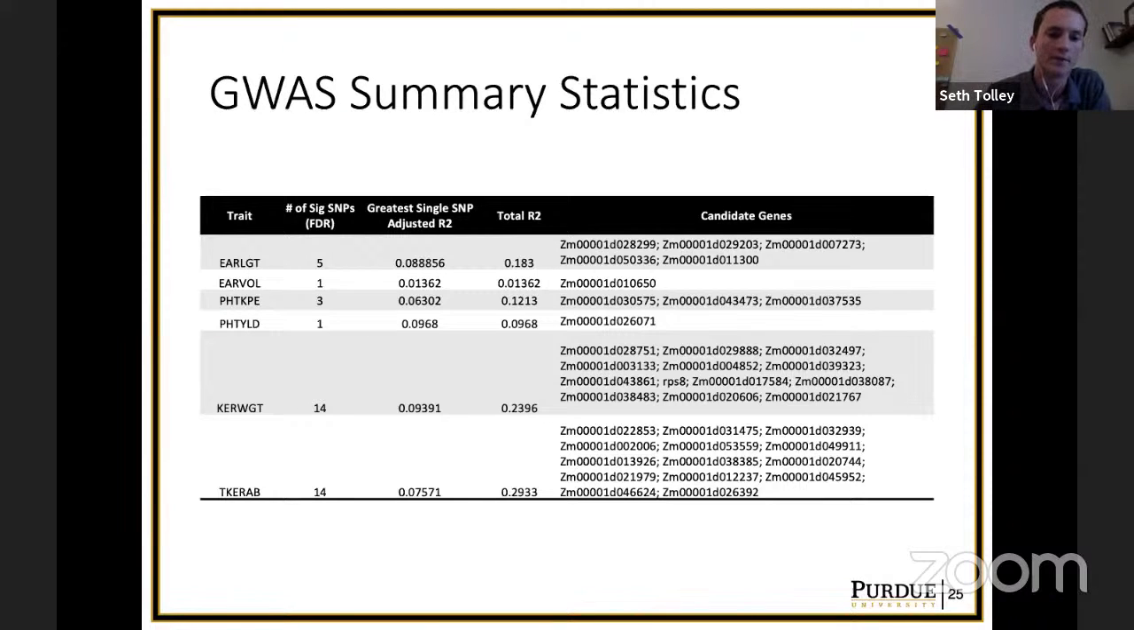You can see that there was variability in the greatest single SNP, which was adjusted with a certain SNP in yield explaining almost 10% of the variation. And then we showed the total amount of variation. So for example, for tip kernel abortion, the trait on the bottom, you can see that we explained almost 30% of the variation in the phenotype using these 14 traits. And then finally, we just have listed some of the candidate genes that we found using the Maize QTL database.